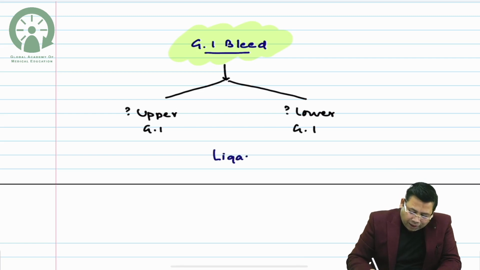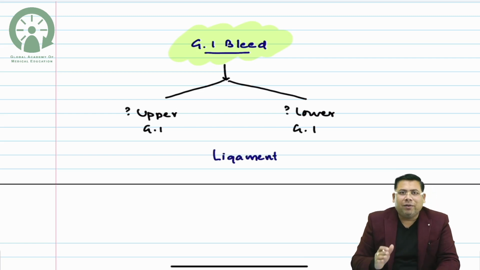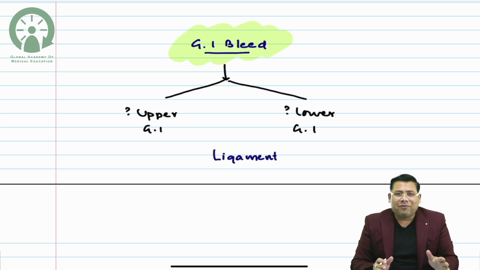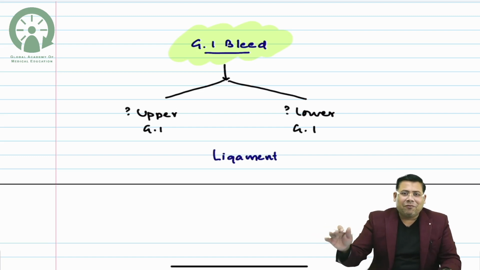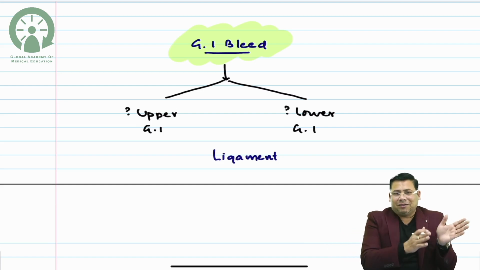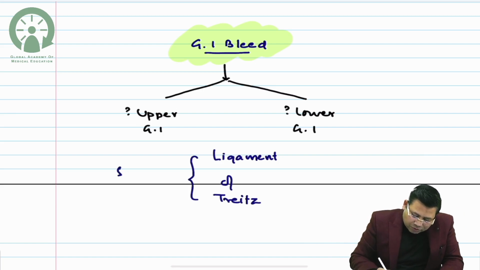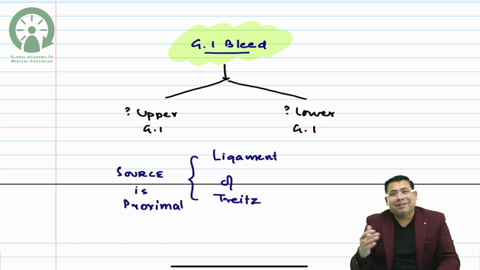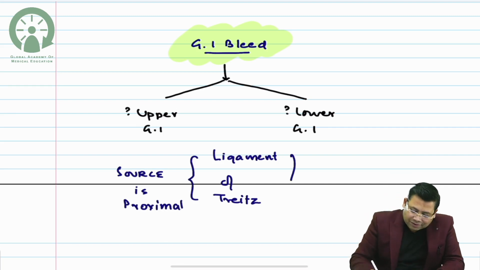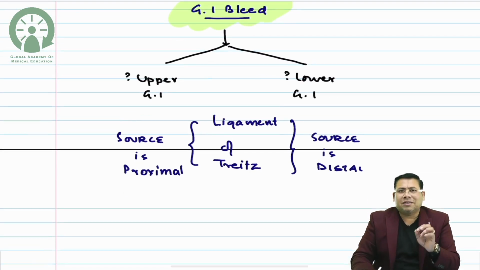If the source of bleeding is proximal to the ligament of Treitz, it's an upper GI bleed. So when we talk about the ligament of Treitz, how do we see it? This is proximal, so the source is proximal to the ligament of Treitz. Now when we talk about lower GI bleed, the source is distal to the ligament of Treitz.